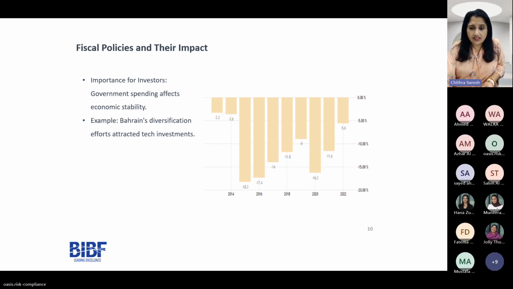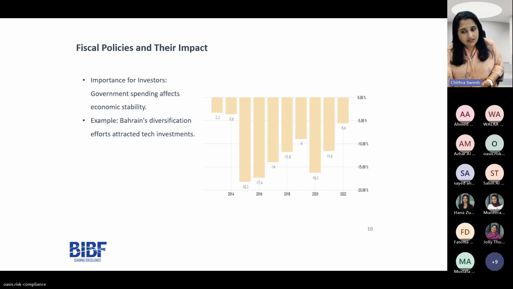A surplus, on the other hand, is when the tax revenue is more than the government's expenditure, so there will be less debt and there will be increased savings. So investors need to closely monitor the budget deficits, as they can impact the interest rates, inflation, tax policies, and overall health of the economy.